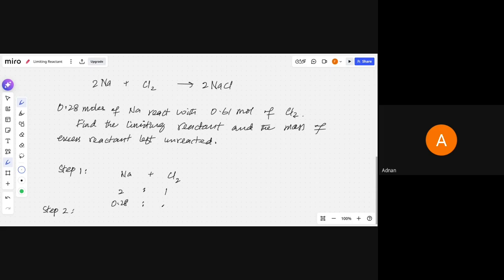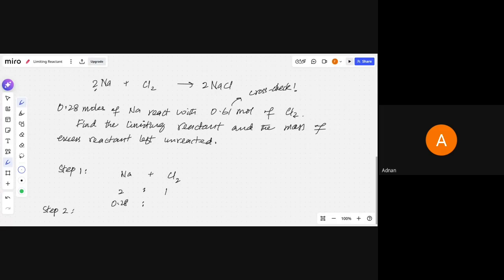So I'm not going to write this here. I'm going to cross-check this, right? So cross-check. Why am I cross-checking this? Because I don't know that if I'm using 0.28 moles of sodium, how much chlorine is required to react completely with 0.28. This point is very important.